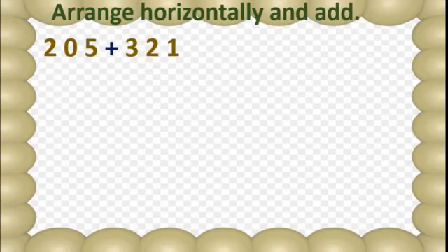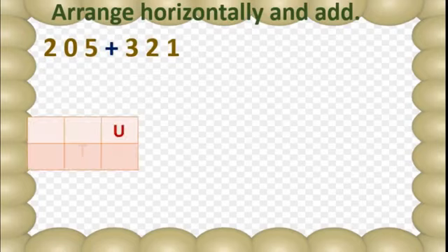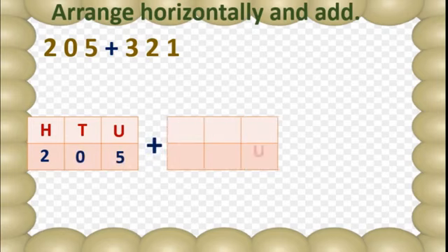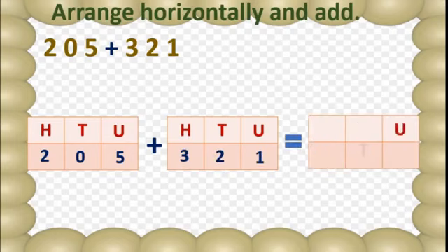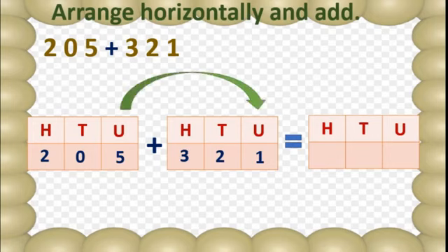Now one more example we will solve. That is 205 plus 321. Yes, you know the columns now. 205 plus next column here 321. Now we will add. First we will make the table here. It will become easy to write the answer. Correct? We will start from the unit place.